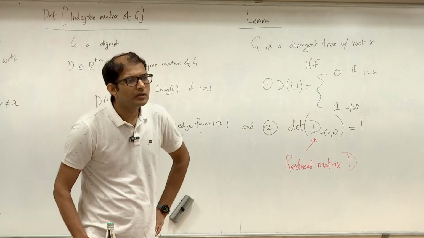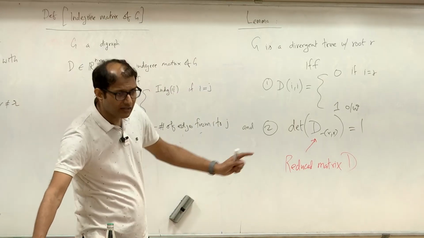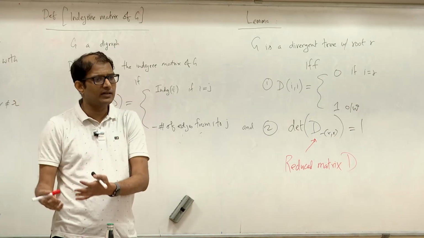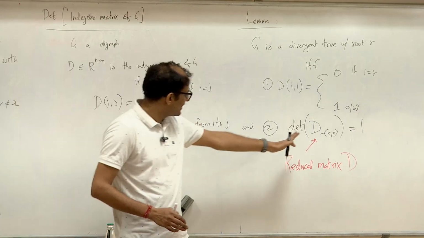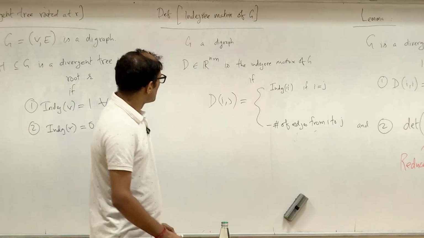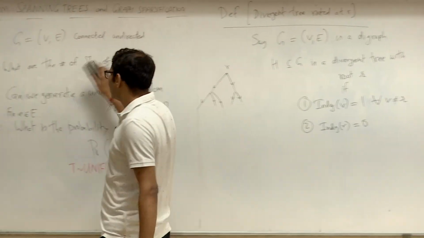Sorry, what? Oh, reduced matrix means that you drop the rth row and the rth column and you obtain an n minus 1 by n minus 1 matrix, and that matrix is called D minus RR. Okay. Maybe let me erase this part.